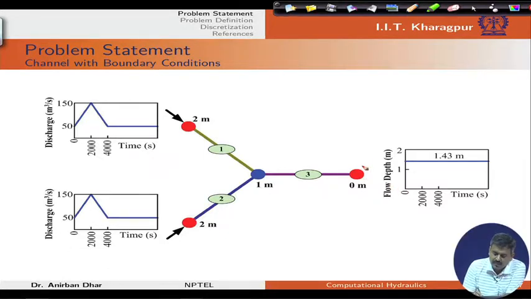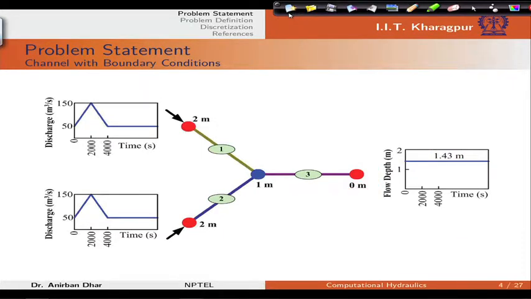And downstream section, at this point we have specified flow depth, and interestingly in this case we have constant flow depth over time. So, 1.43 meters, this is constant flow depth at this point. So, it is not varying with time. Now, we need to solve this problem.